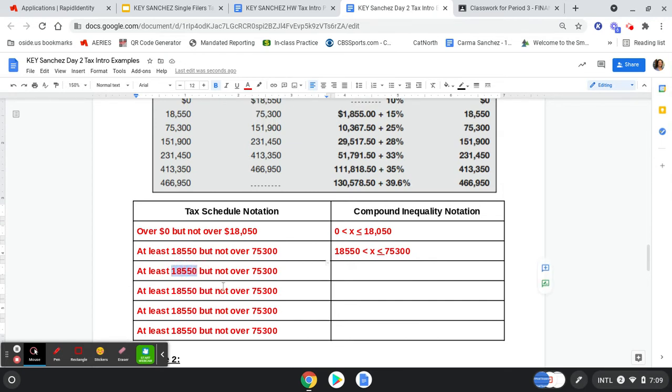So at least 75,300, but not over 151,900. Do you see above in the table where I'm getting this from? At least 151,900, but not over 231,450. At least 231,450, but not over 413,350.